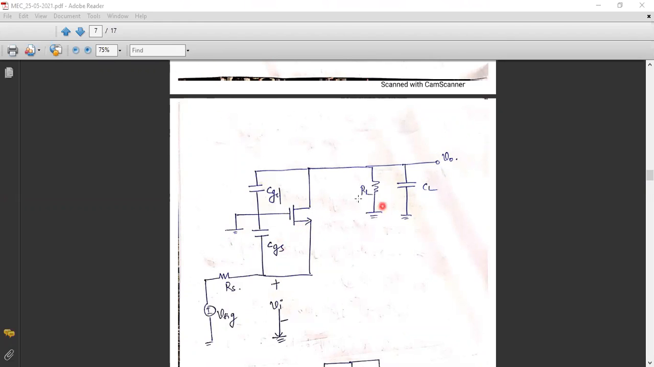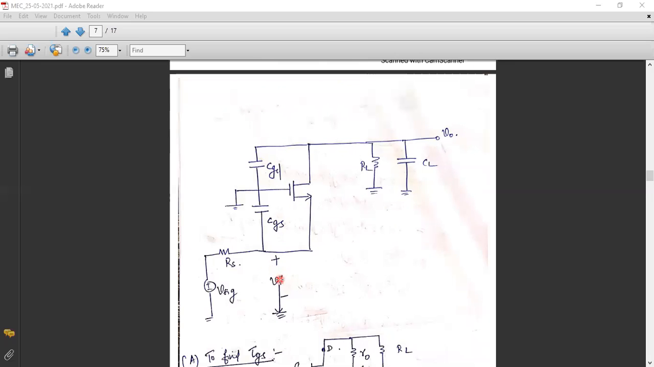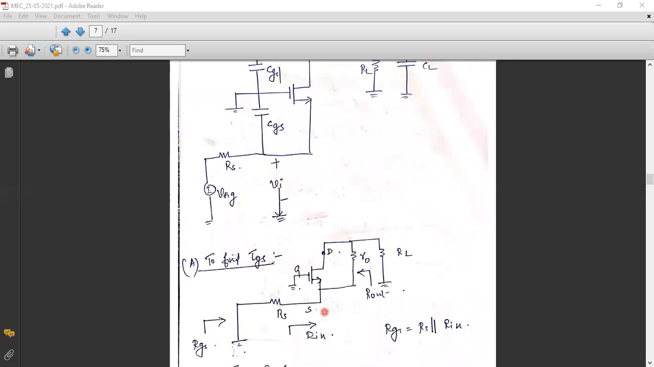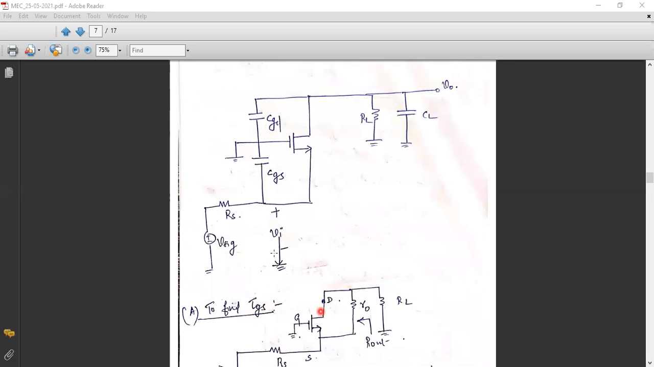So now I will take the capacitances one by one, okay? And please understand the difference between VSIG and VI. VSIG is the signal to be amplified, whereas VI is the voltage that appears at the source after the voltage drop across RS. So let us consider CGS alone now. I'm considering CGS alone, so at the same time CGD and CL will be discarded.